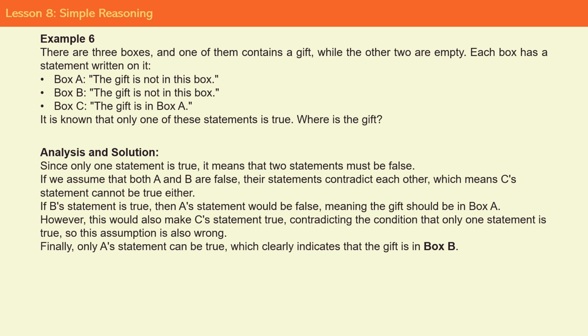Since only one statement is true, it means that 2 statements must be false. If we assume that both A and B are false, their statements contradict each other, which means C's statement cannot be true either. If B's statement is true, then A's statement would be false, meaning the gift should be in box A. However, this would also make C's statement true, contradicting the condition that only one statement is true, so this assumption is also wrong. Finally, only A's statement can be true, which clearly indicates that the gift is in box B.